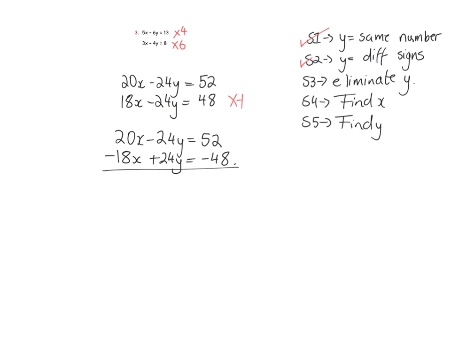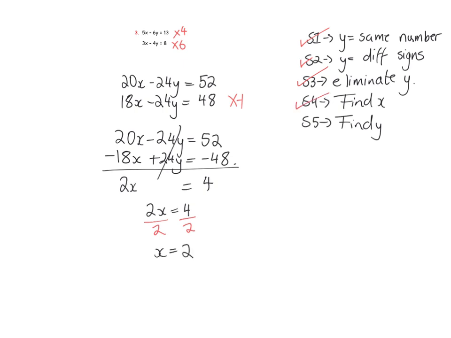Then we have to eliminate y, so we add them together. So we have 20x minus 18x, which will give us 2x. We'll have minus 24 plus 24, which will give us 0, and we don't need to write that down. And then we have 52 take 48, which will give us the answer of 4. So step 3 is done. We've eliminated y. So we're left with 2x is equal to 4. So we have to find x next. So we divide both sides by 2. And we'll be left that x is equal to 2.